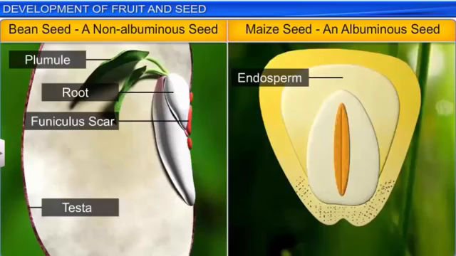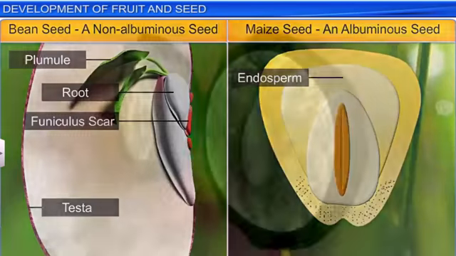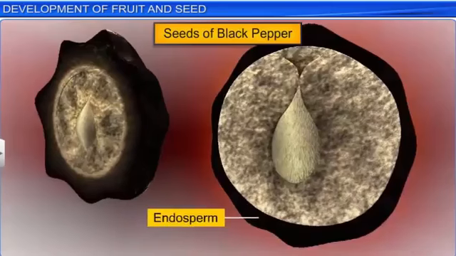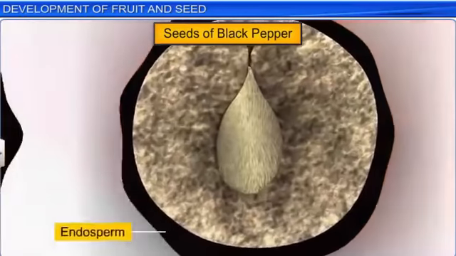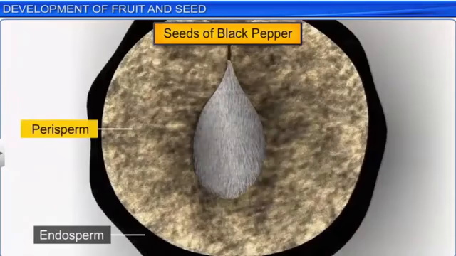However, in wheat and maize, a residual endosperm is seen as it is not completely consumed by the embryo during the developmental stage. Such seeds are called albuminous seeds. Sometimes, in addition to the endosperm, seeds also contain remnants of the nucellus called the perisperm that also stores food material. Such seeds are called perispermic seeds. Black pepper is a common example of a perispermic seed.